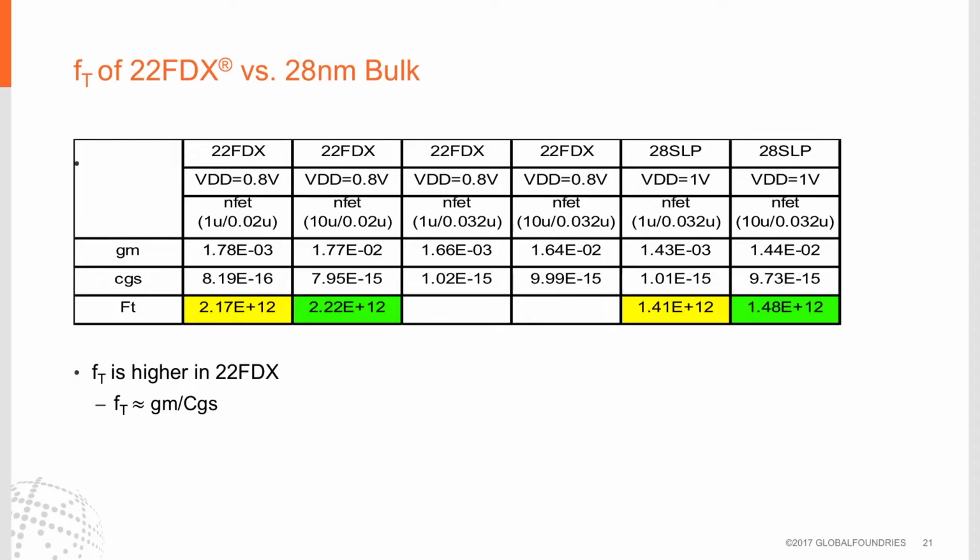In this slide we compare the FT of 22FDX versus 28 nanometer bulk. The two yellow boxes compare small devices, 1 micron W over minimum channel length for both 22 and 28. The green boxes compare larger devices, 10 micron W over minimum channel length for both 22 and 28. You'll notice that 22FDX has a higher F of T for both a 1 micron and a 10 micron device.